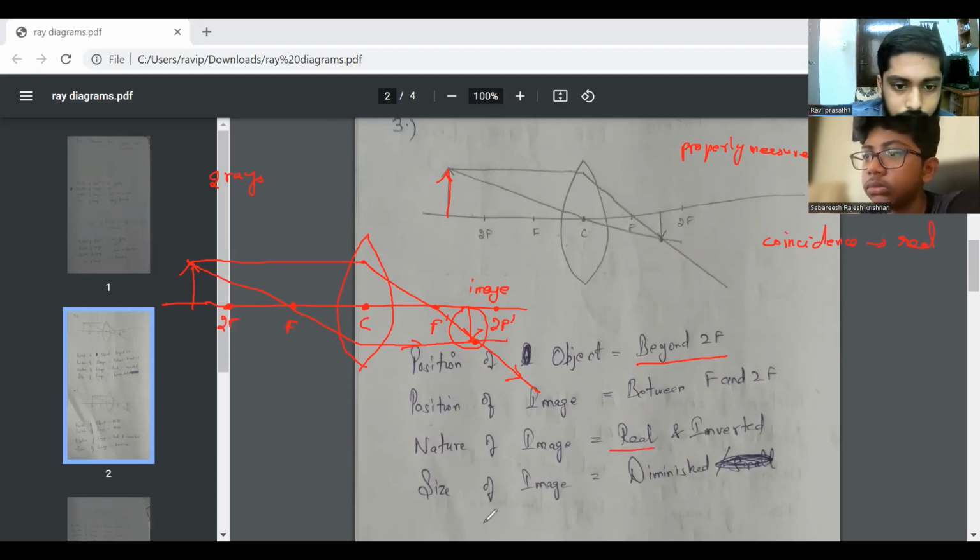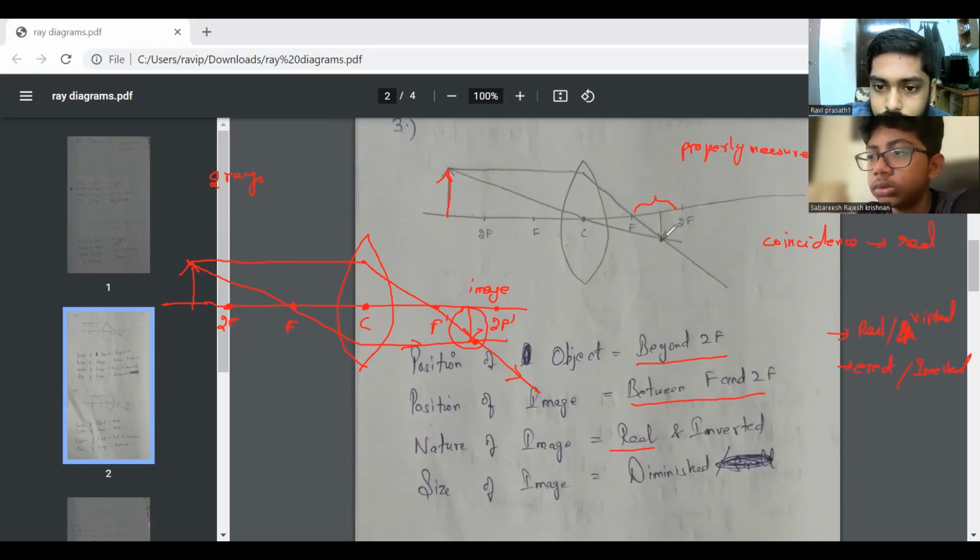Clear? Now, position of object. It was actually beyond 2f, but your image was between f and 2f. Clear? And nature. In nature, you will tell 2 things. Whether it is real or virtual, you will check. Whether it is erect or inverted, you will check in nature.